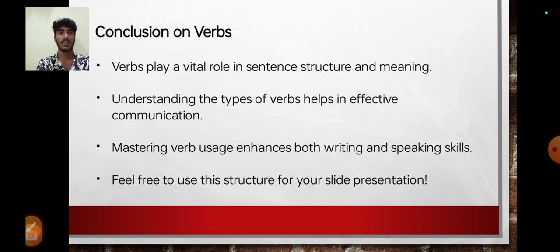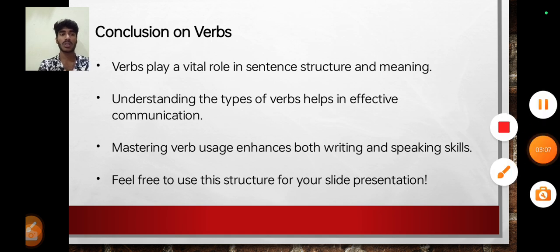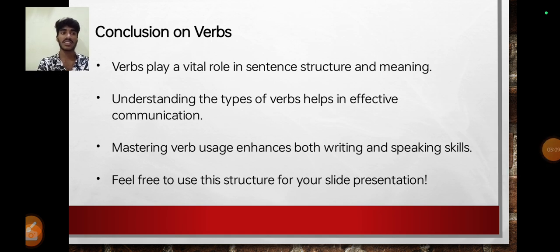Conclusion of the verbs. Verbs play a vital role in sentences in conveying meaning. Understanding the types of verbs helps in effective communication. Mastering the use of verbs enhances both writing and speaking skills. Feel free to use this structure.